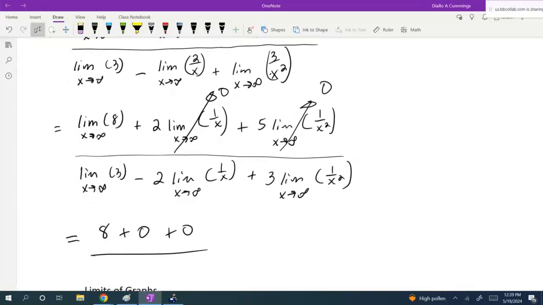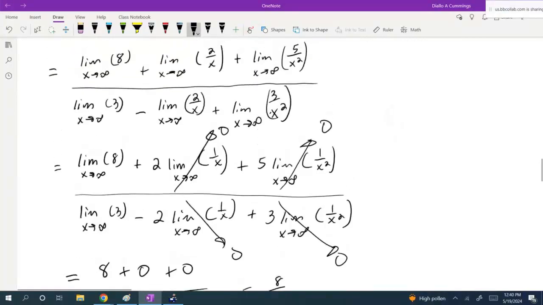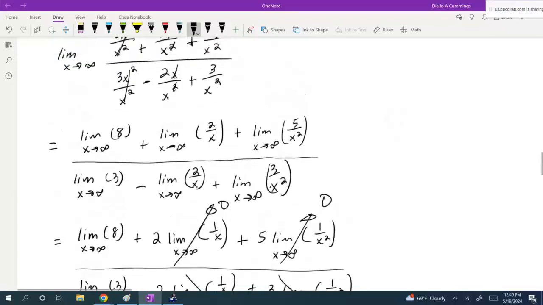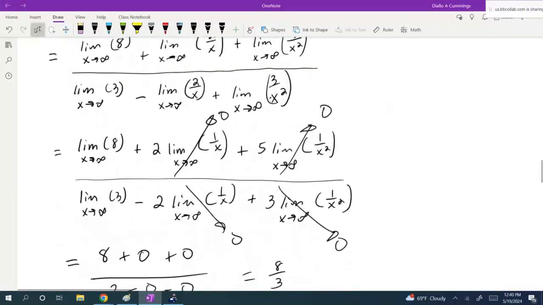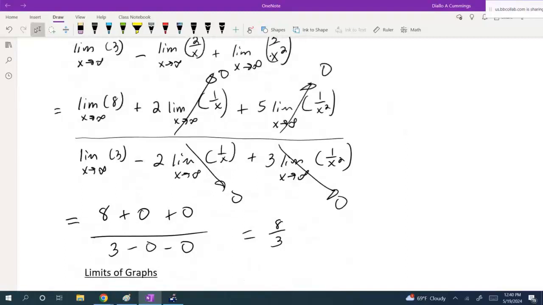Divided by 3 minus 0 minus 0, because those limits are 0. So our limit here is 8/3. And we can actually graph this function, and you would see that the limit is 8/3. All right, we'll see that that's the limit.